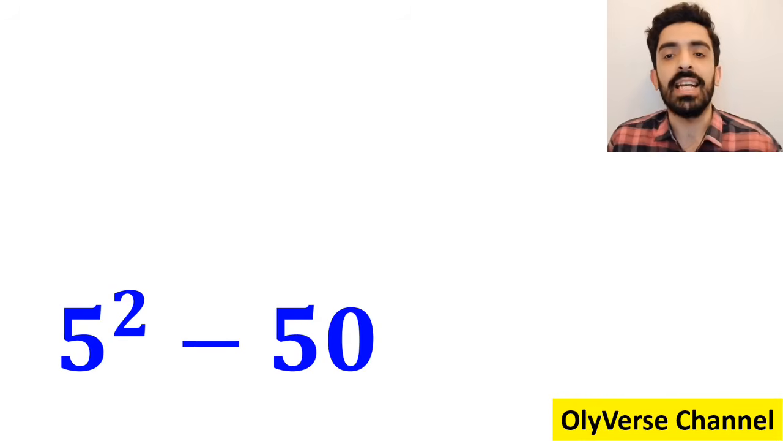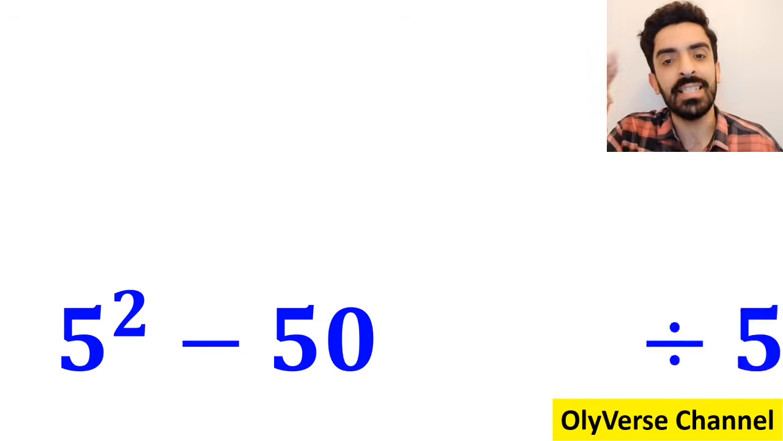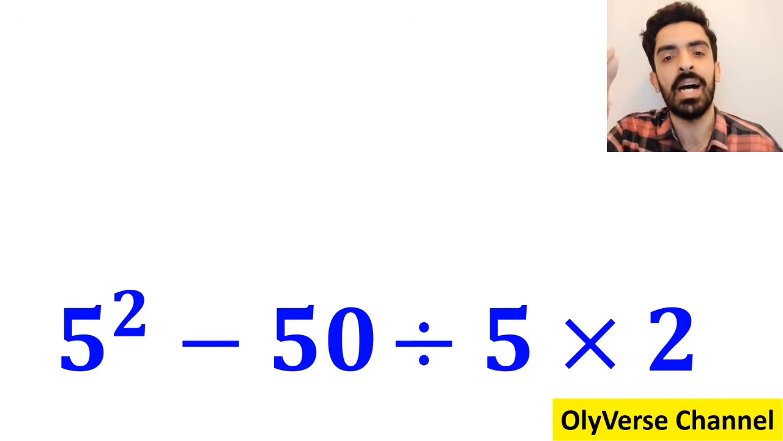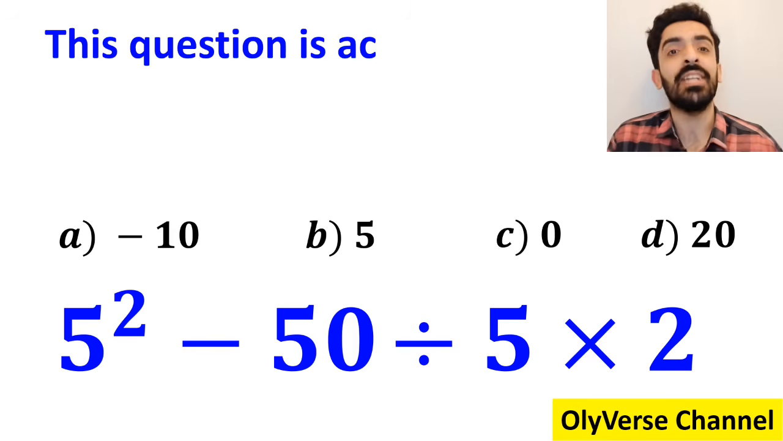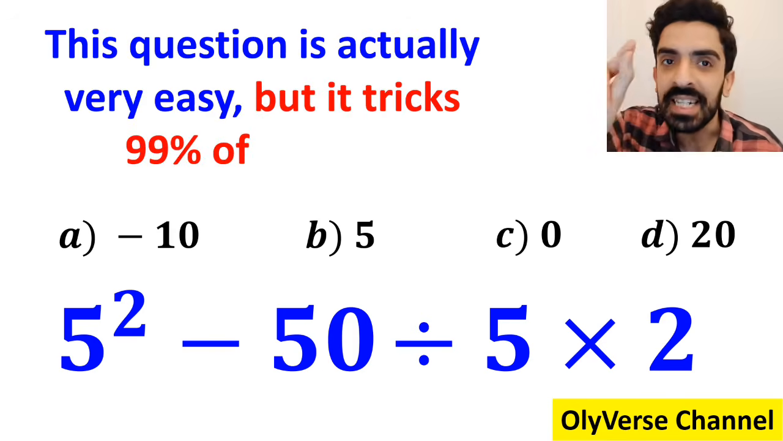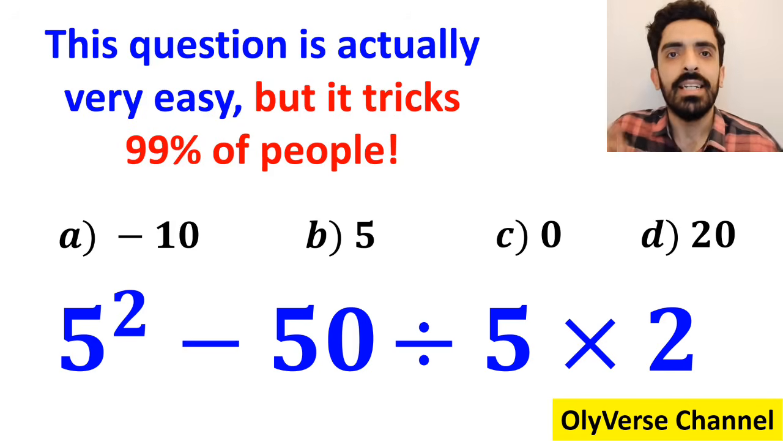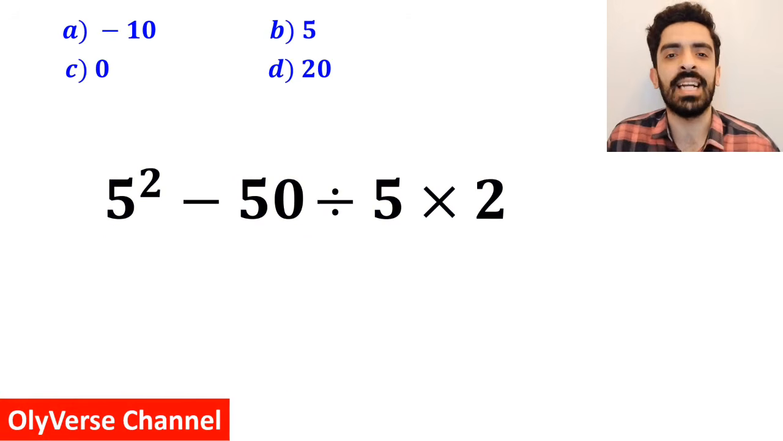What is the value of the expression 5 squared minus 50 divided by 5 times 2? Which option do you think is the correct answer to this question? This expression is actually very easy, but it tricks 99% of people. Let's go step by step and solve it together.